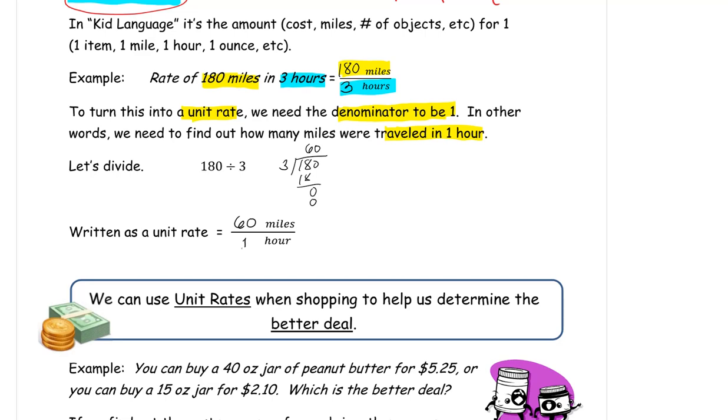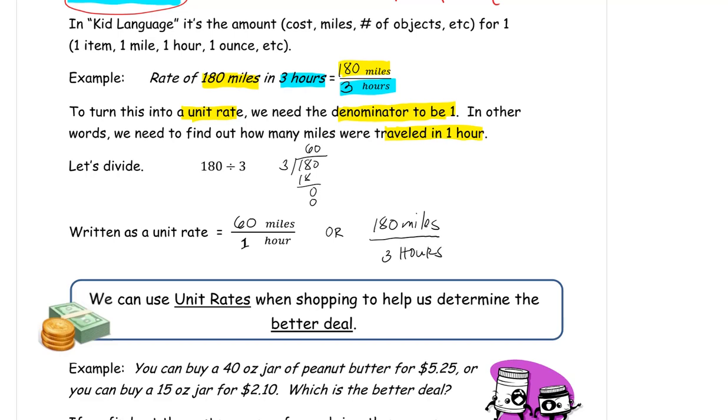in 1 hour. Okay, or you can also get the unit rate by, well, we're gonna write the original rate. So 180 miles all over 3 hours.